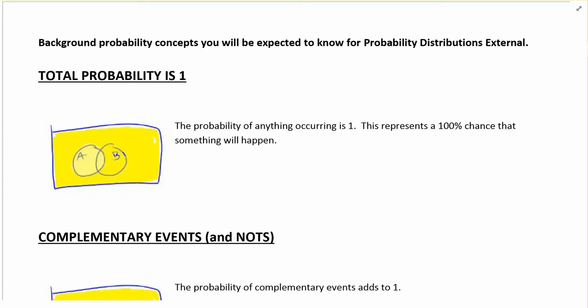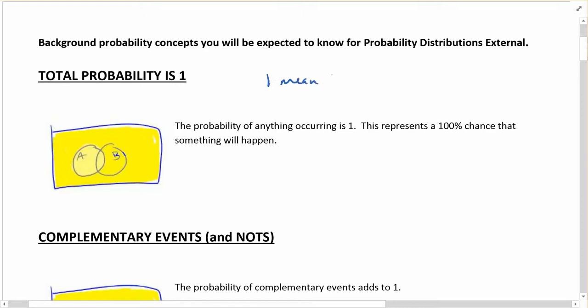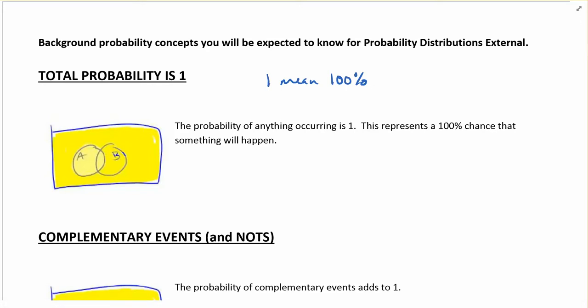So the first one I want to go over is that the total probability is 1. Probabilities can be written as decimals or percentages, and 1 means 100%. So the probability that anything will happen is 1, meaning there's a 100% chance that anything at all will happen. If you're looking at event A or B or not A or B or pretty much anything within the sample space, all of it adds up to 1. And that can be helpful for us when we're dealing with complementary events.